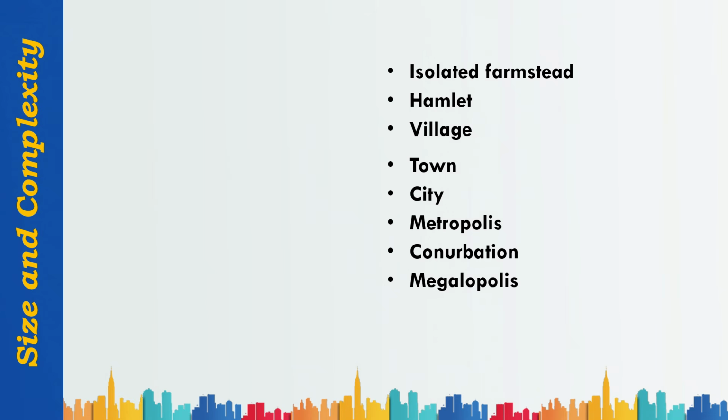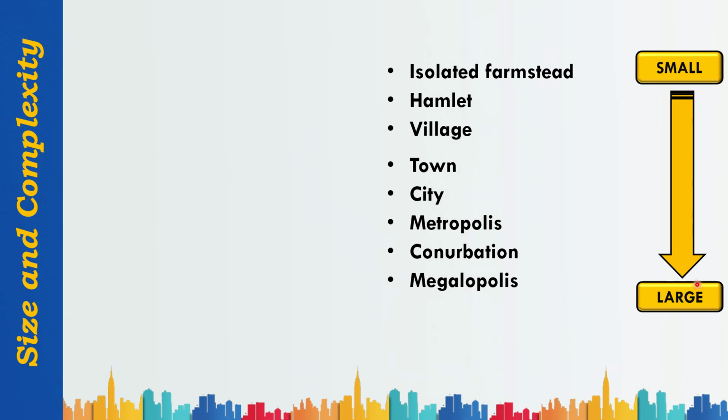Okay, now that we know our rural areas and our urban areas, we know that rural areas are unifunctional. Primary activities are dominant there, and our urban areas are multifunctional. There's secondary and tertiary activities, even quaternary activities. We now need to know the size and complexity of these settlements, from the smallest settlement until the largest settlement.